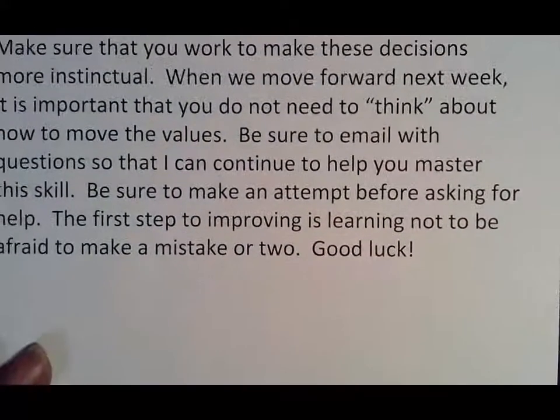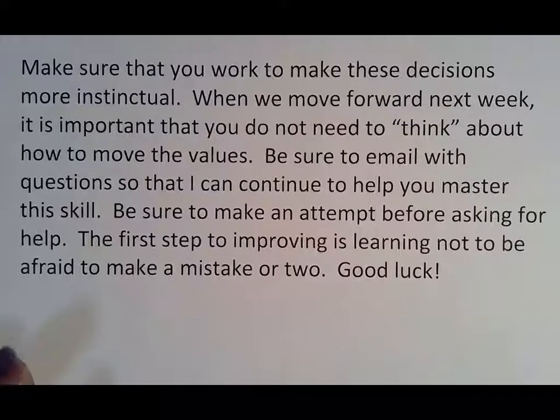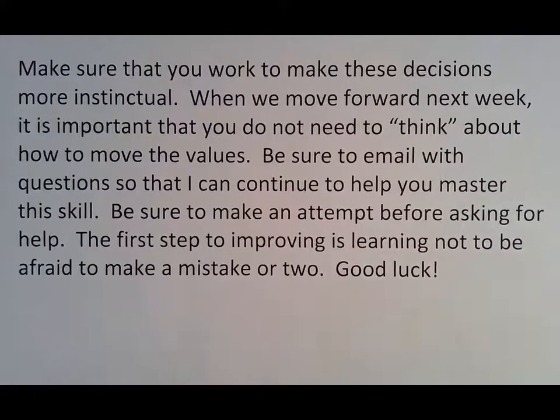Just make sure, again, you work to make the decisions more instinctual. When we move forward next week, it's important you do not need to think about how to move the values, but just be sure to email questions with work so I can continue to help you master. Again, be sure to make the attempt before asking for help.